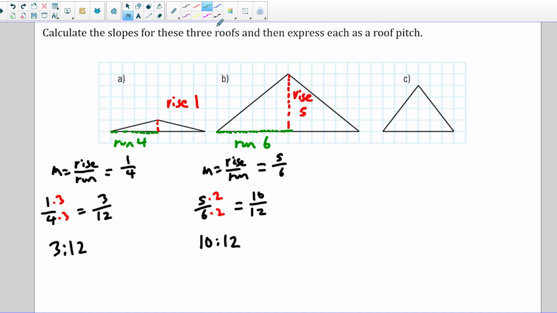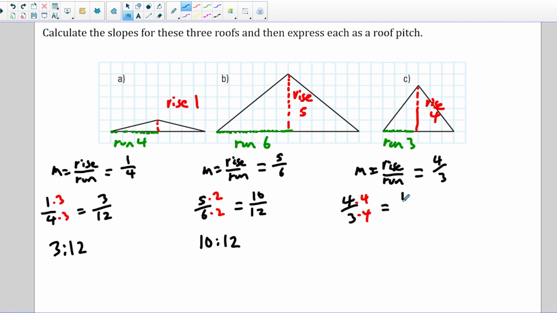Last but not least, for question C, once again, we take a look at the rise. So the rise in this case is 4, and the run is 3. So we can look at the slope as rise over run, and that's going to be equal to 4 over 3. We're going to convert the 4 over 3 to a fraction with the denominator of 12. So we're going to multiply both the top and the bottom by 4. So this will give me 16 over 12. And if we turn this into a pitch, we get 16/12.